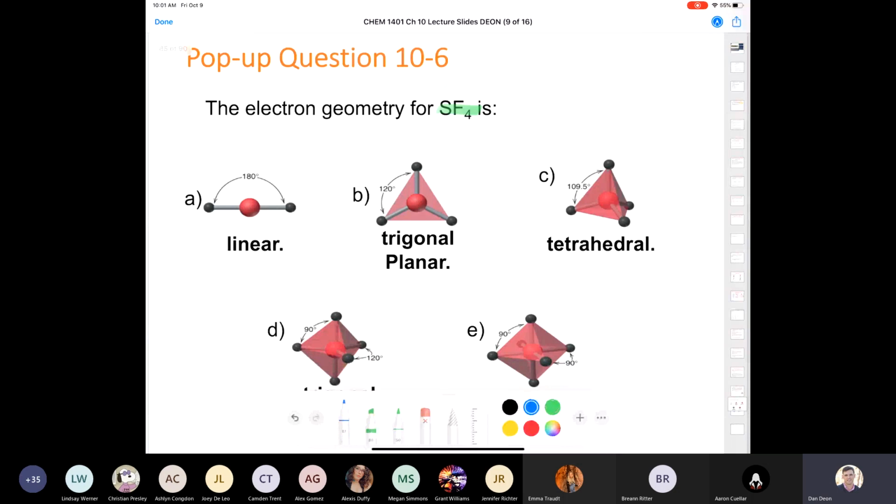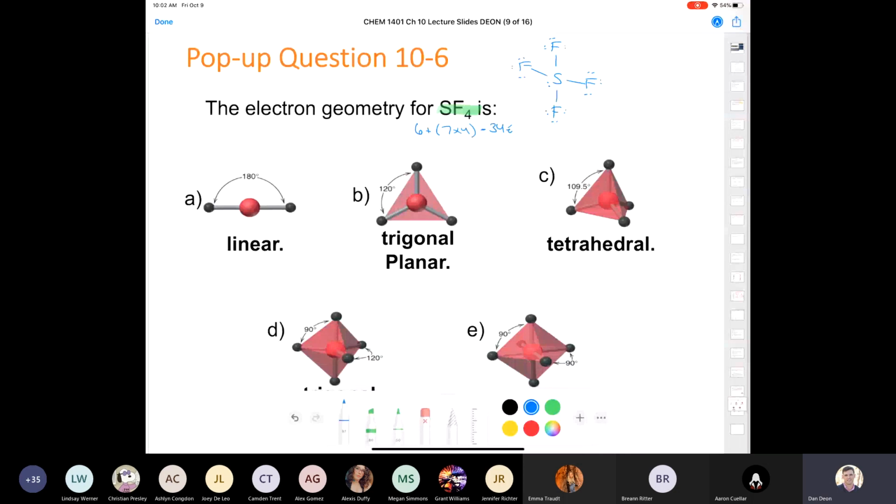How many total valence electrons do we have in sulfur tetrafluoride? 6 from the sulfur. Fluorine has 7, and there's 4 of those. That's 28 plus 6. What's 28 plus 6? 34. We got 34 valence electrons. Fluorine can only have 1 bond and 3 lone pairs, so we'll fill all those up like that. Now I've used up 8 times 4, which is 32 electrons. That means I'm going to put a pair of electrons on the central atom.